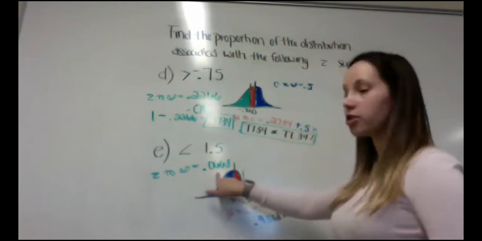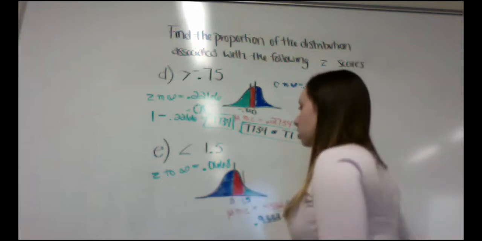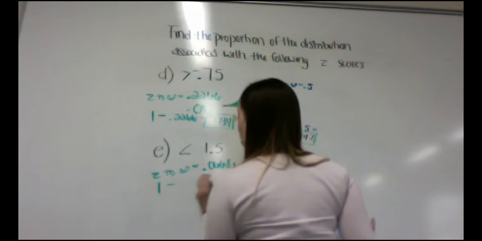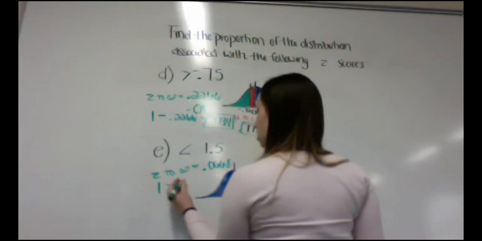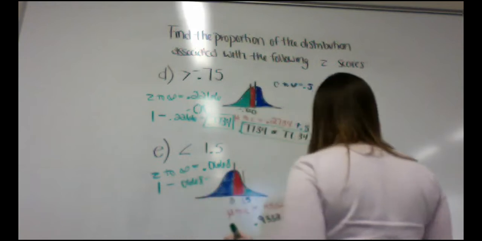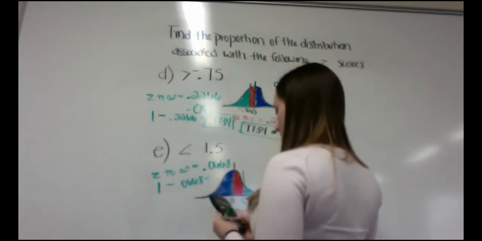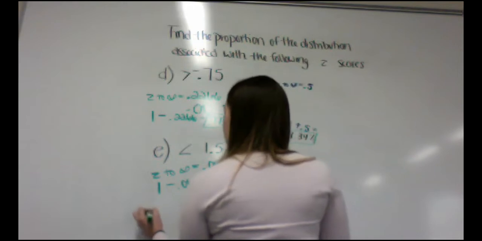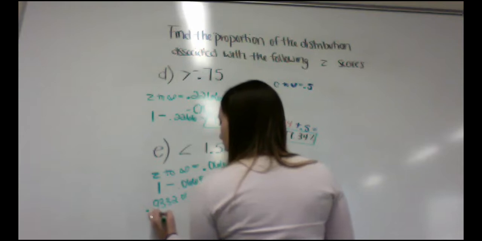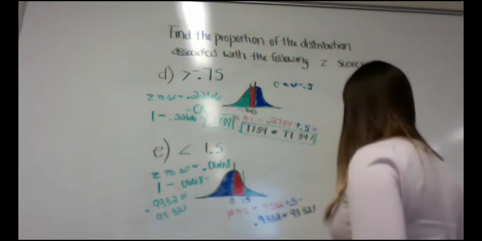So we see that our proportion of the distribution that is in green is 0.0668. So now all we got to do is subtract from 1, which is our total probability, the whole thing, the green, which is 0.0668, and we get the same answer. 1 minus 0.0668 gives us the same answer, 0.9332, or 93.32%. So that's that.